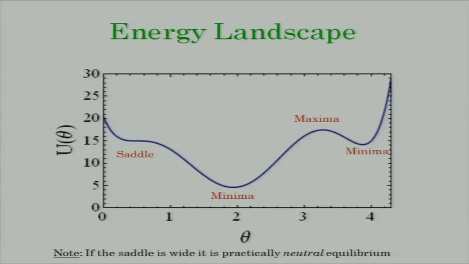And what it will also mean, in some very crude terms, is that if this inflection point is reasonably wide, then it is another way of saying that the inflection point is a point of neutral equilibrium. Here, actually, I should not use the word saddle point, I should use point of inflection. Saddle point truly is for two dimensions. So this point is where your second derivative of energy with respect to theta is actually zero.